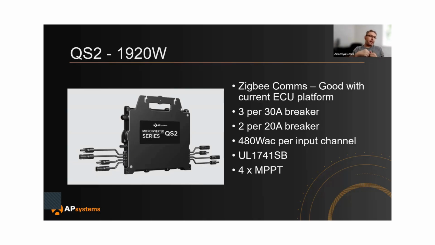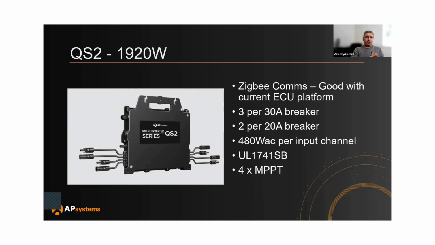For the trunk cable, again, you've got 10 gauge or 12 gauge, which goes with 30 amp or 20 amp breakers. Under a 30 amp breaker, you can have three micros. If you're using a 20 amp breaker and 12 gauge cable, then you go with two micros per trunk cable. The output is 1920, just shy of 2 kilowatt. So you get 480 watt power per input channel.